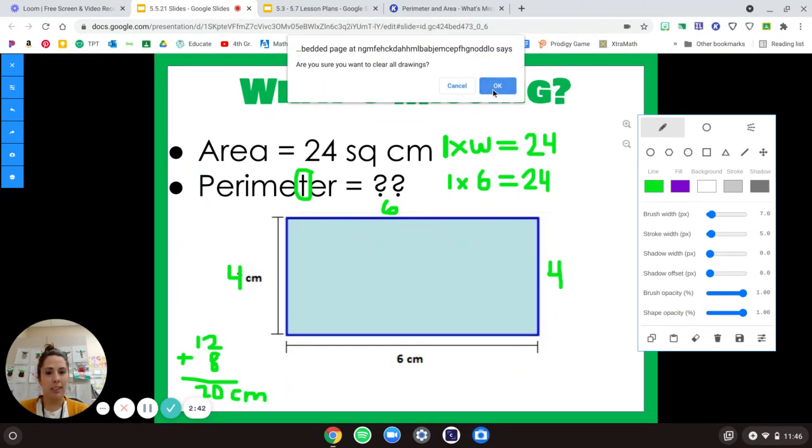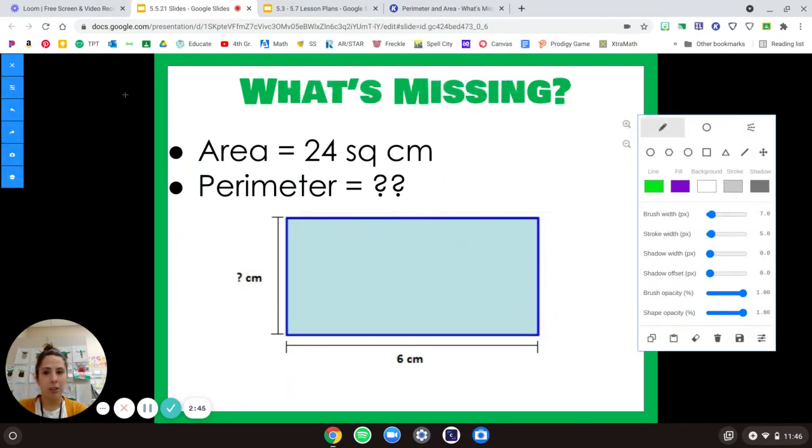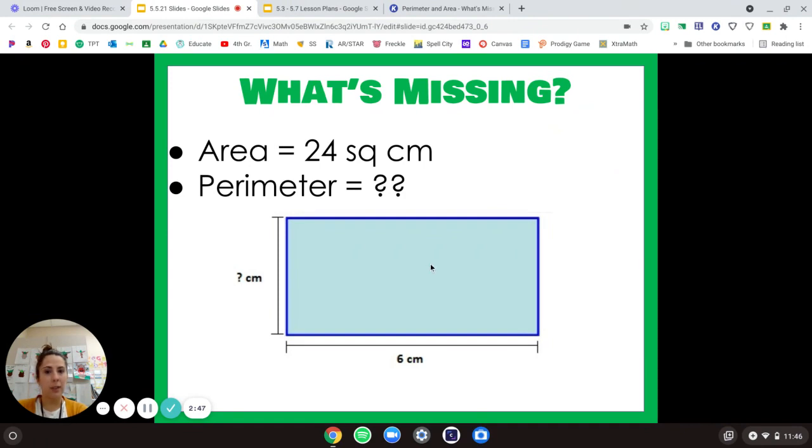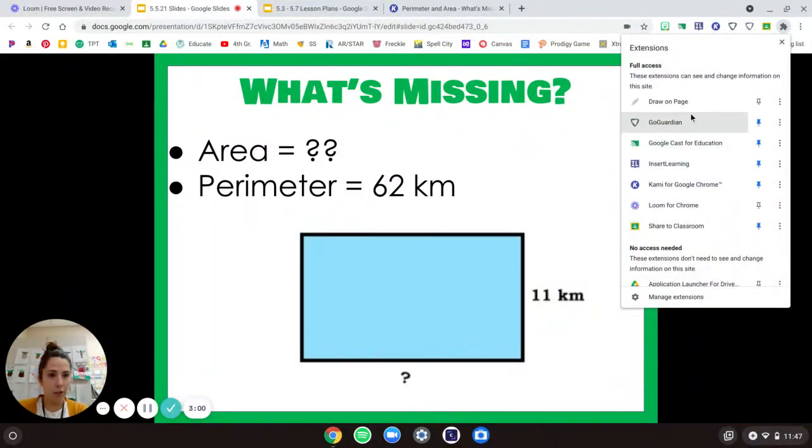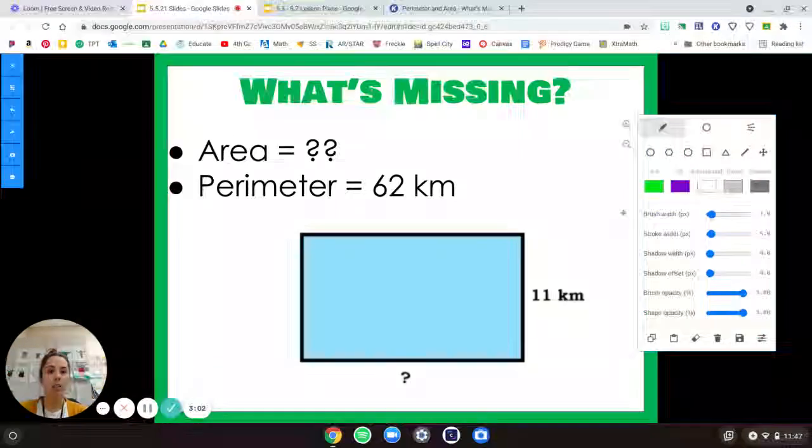All right, so that's practice one. You try this one. This time, we know our perimeter. We know what the outside of all the sides added up should be. If we add up all the sides, it should be 62 kilometers. Okay? So if we know 11 over here, we also know 11 over here. So far we know part of our perimeter, right?